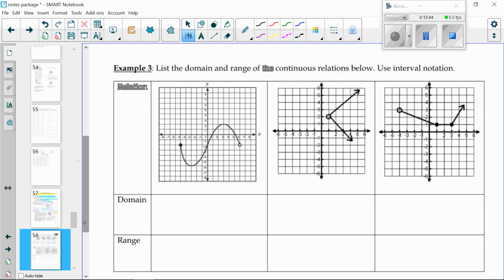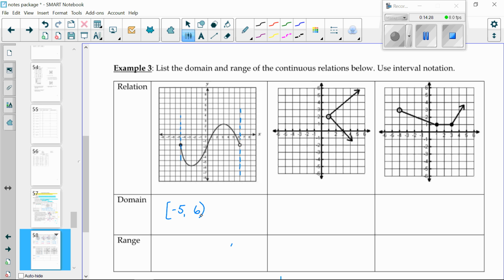All right, example 3, list the domain and range of the continuous relations below. Use interval notation. Okay, so I've got all of my possible values for x beginning at -5. It's got a closed circle. So it's going to be a square bracket, -5. All the way up to +6, but notice that my circle is left open. That means we don't include the 6 in the domain, okay? So what we're doing is just going to do 6 and a round bracket.